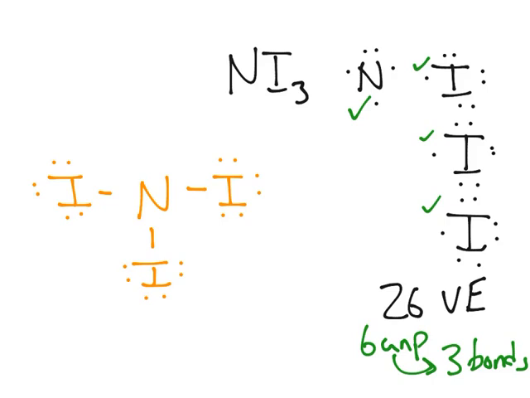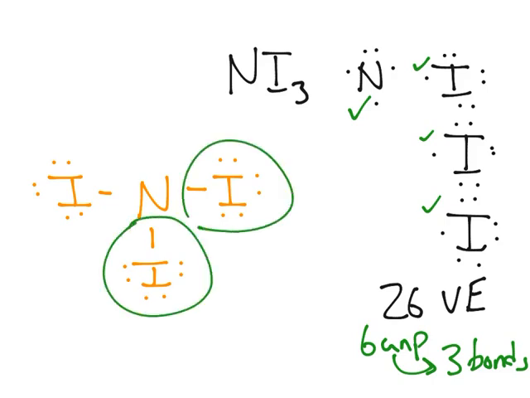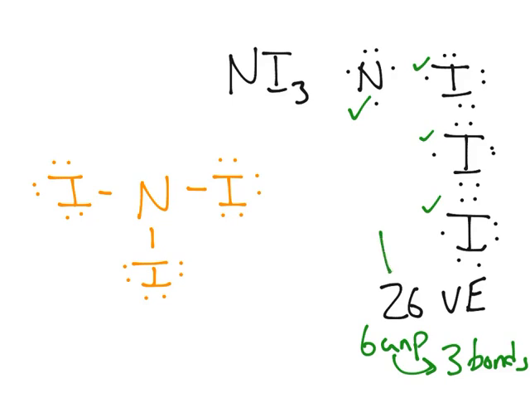And then we can do some counting. We've used 8 here, 8 here, and 8 here for a total of 24, but we need to use 26, so those last 2 have to go on to that nitrogen, which is actually good because that gives nitrogen its full octet. So everybody has an octet, and we used exactly the right amount of valence electrons.